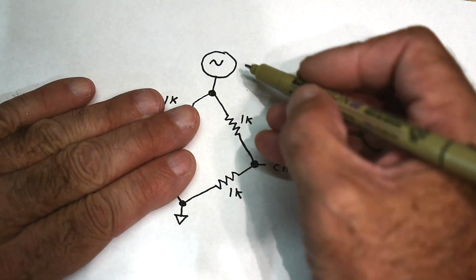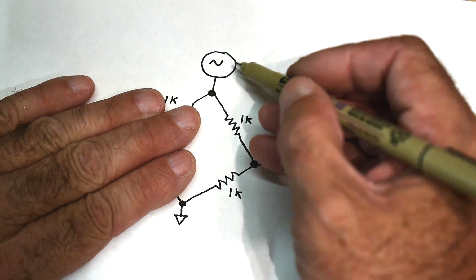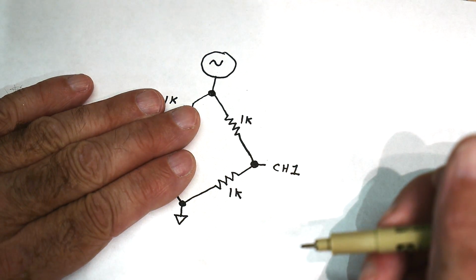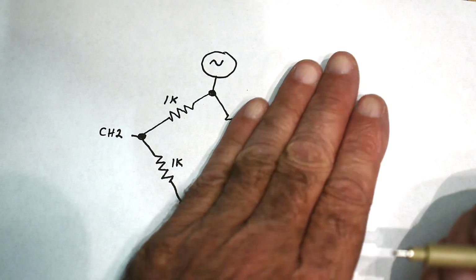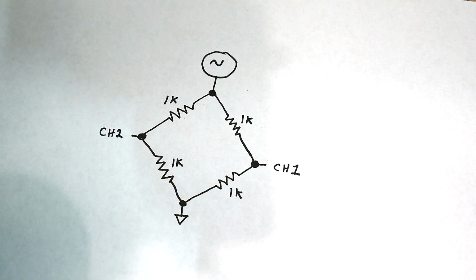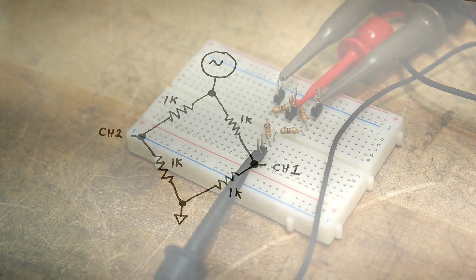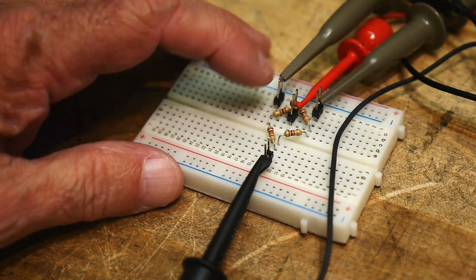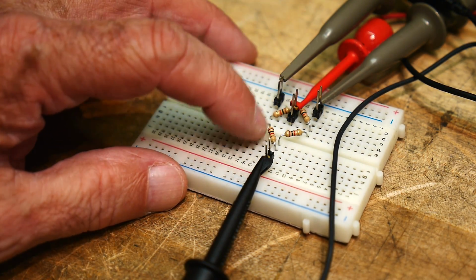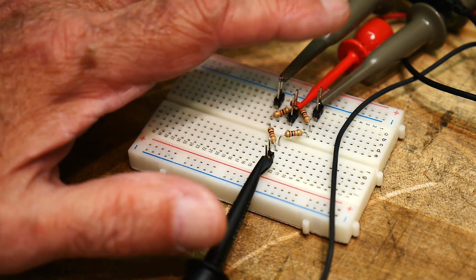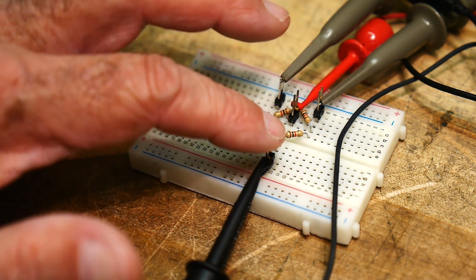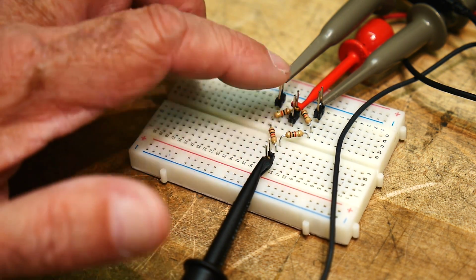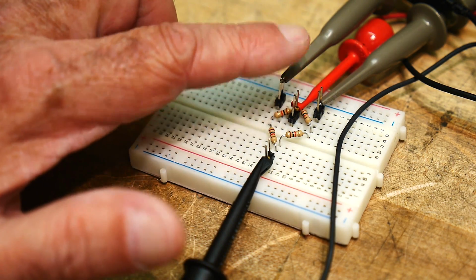Now over here we'll see half of the voltage. So if this was 1 volt peak to peak, we'd see a half a volt peak to peak here. And the same thing over here. Let's wire up the circuit, take a look. All right, here we have our 4 resistors and our function generator coming in the top, ground at the bottom, and we have channel 1 over here and channel 2 over here.